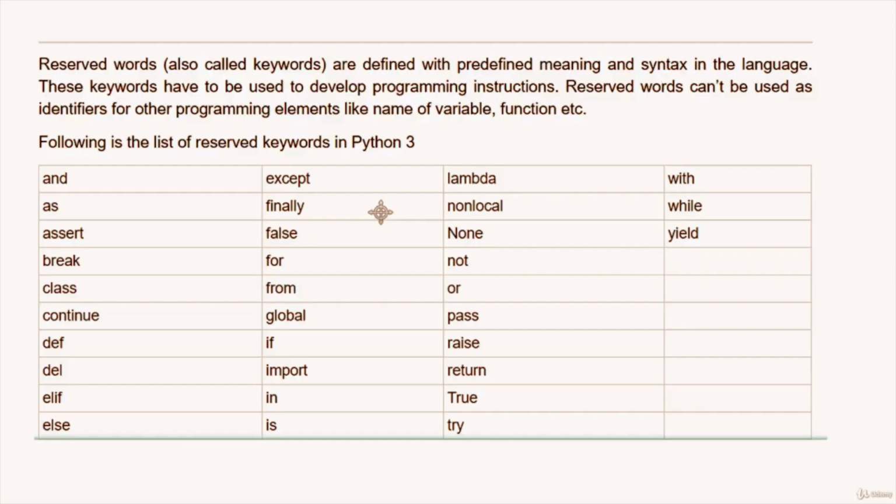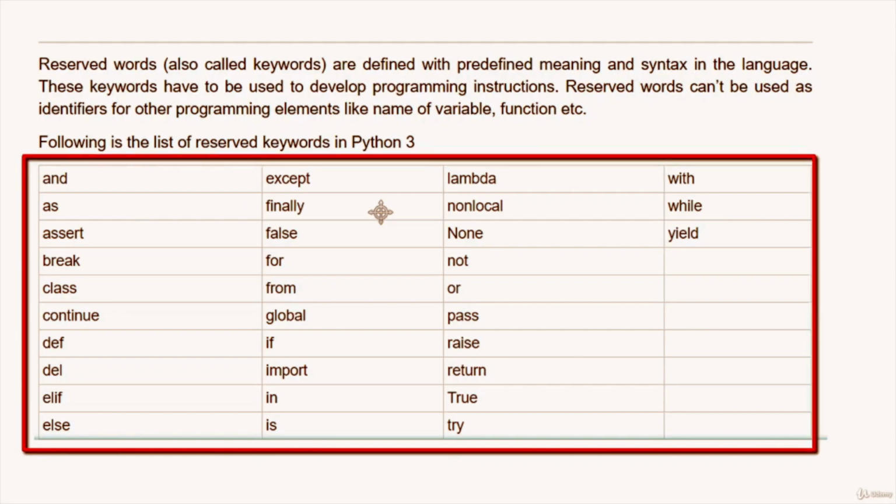On the screen here, I've got a list of some reserved words in Python. They are called keywords. So these are keywords that the programming language actually uses. So when you create a variable, you cannot use any of these words listed in this table.